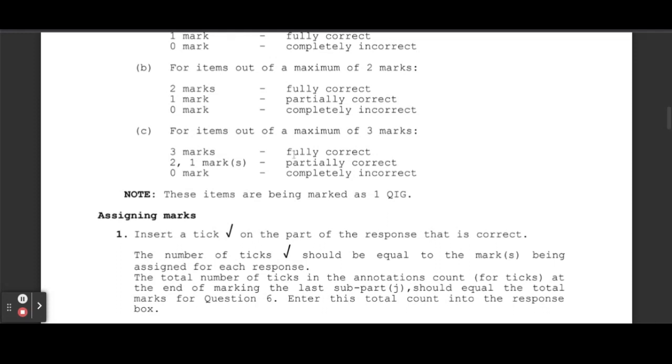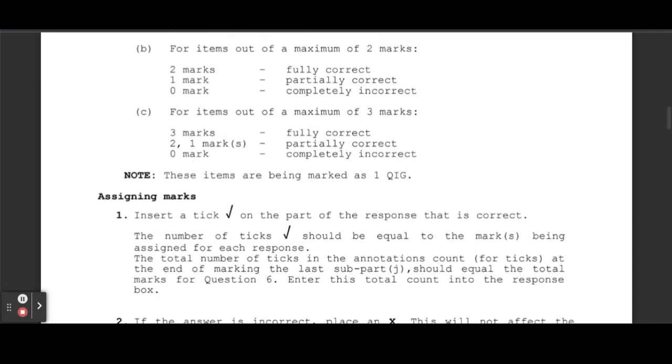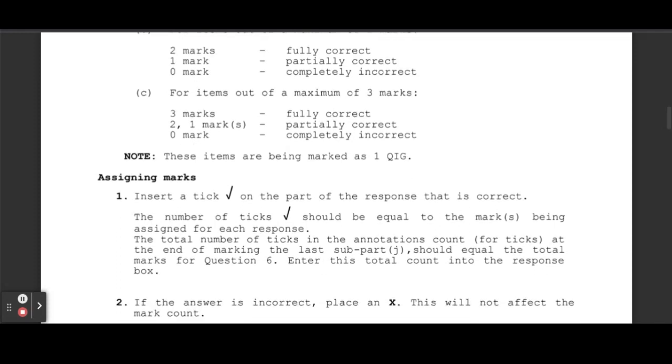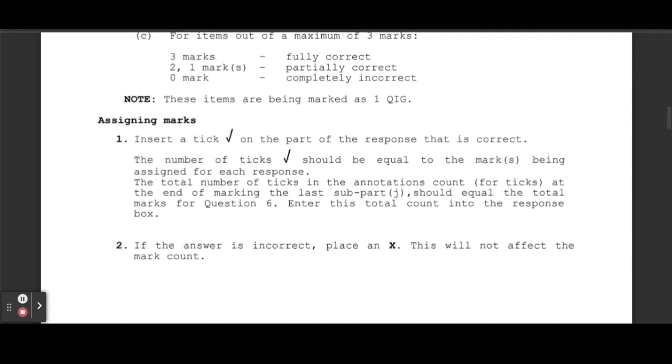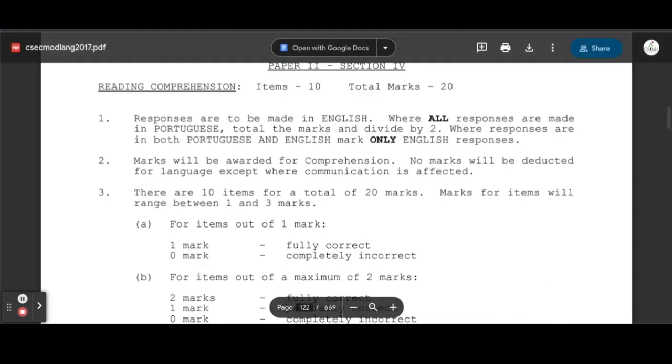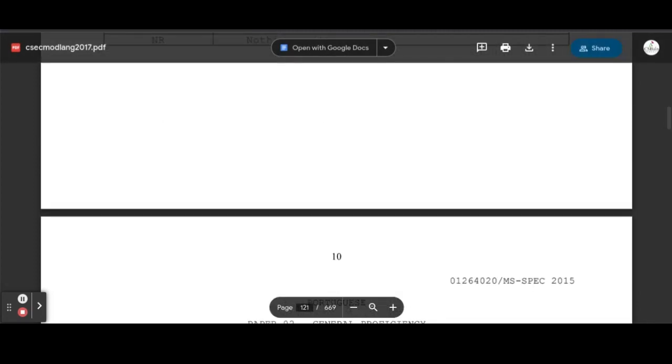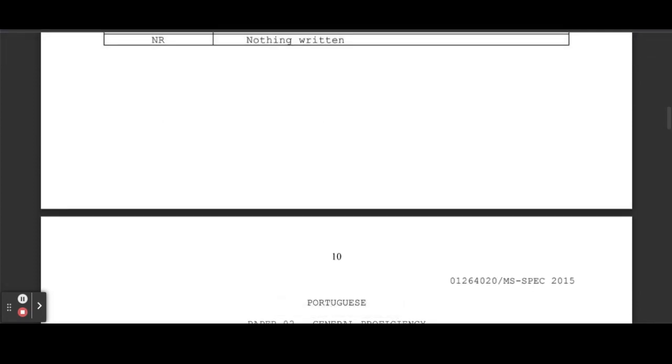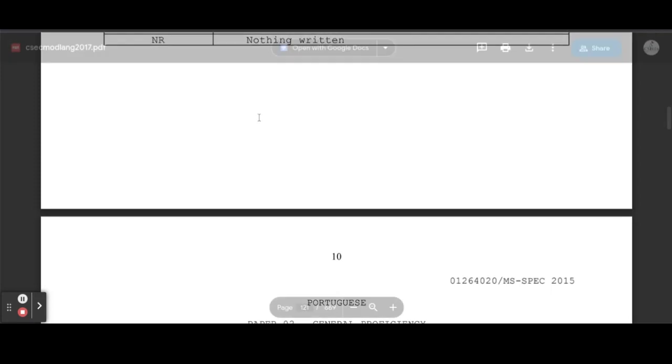And then for those that are out of 3 marks, fully, partially, and partially can get 2 or 1. Obviously, if you're closer to fully correct, you might get a 2, right? And then 0 if it's totally incorrect. And that is it. This is essentially what paper 2 looks like. Orals looks different, so that's why I'm not including orals in here.